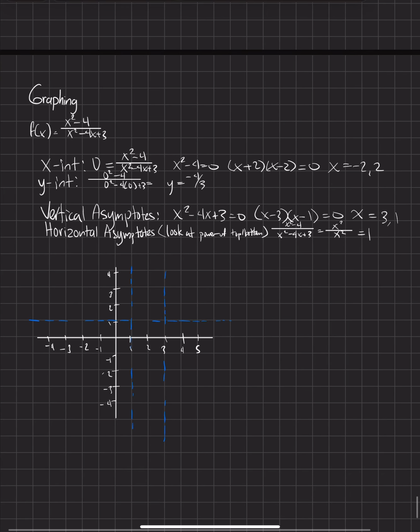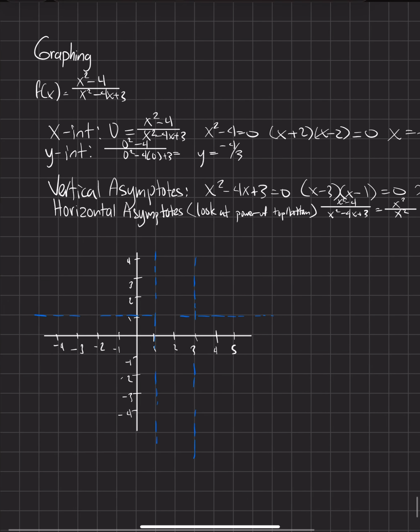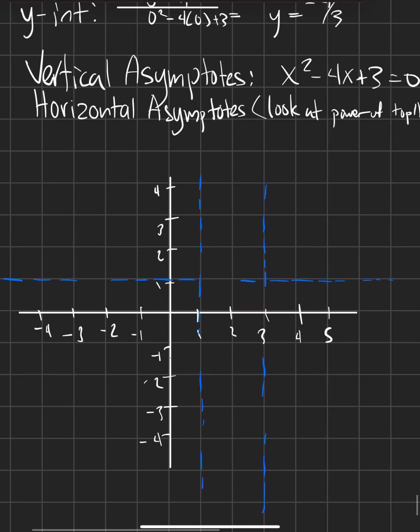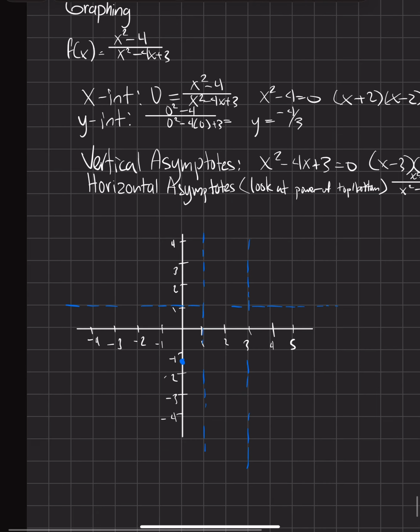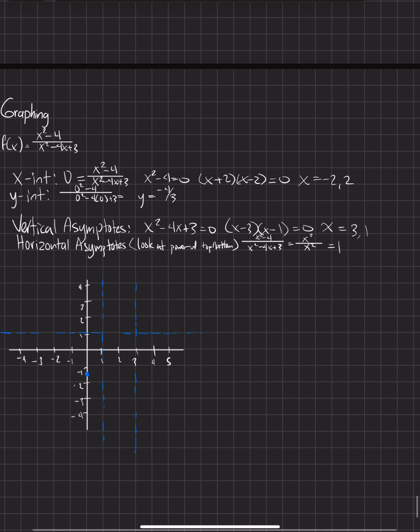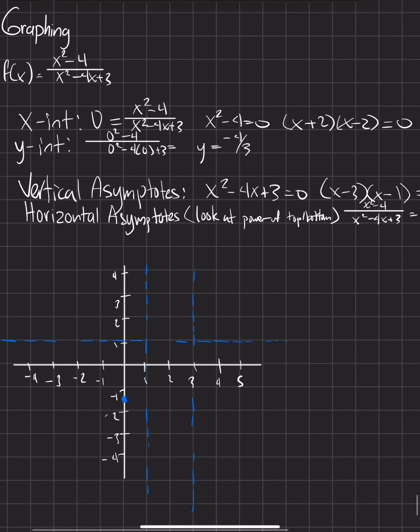And now we can start adding in our x and y intercepts. We know that our y-intercept is going to be at -4/3, right? So that's about 1 and a third-ish, so about here, somewhere about there. And then let's get in our x-intercepts. We know one of our x-intercepts is going to be at -2, and we know another one is going to be at 2.